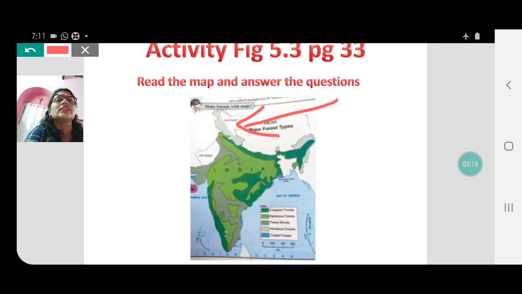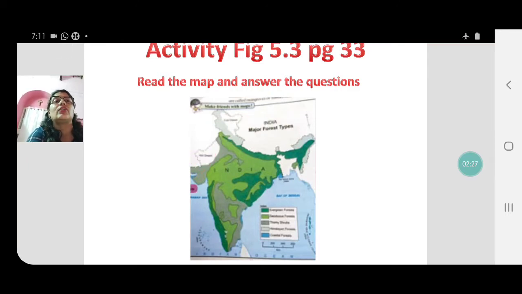We also see something white here in the hot desert. Does it mean these are Himalayan forests? No, these are sandy areas of Rajasthan. It's blank. There is nothing in that region there of the deserts of Rajasthan. It's Marusthali occupied by sand.